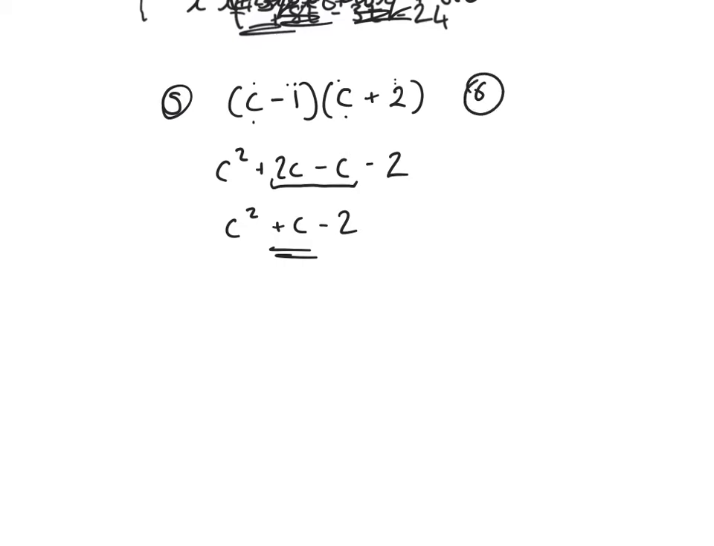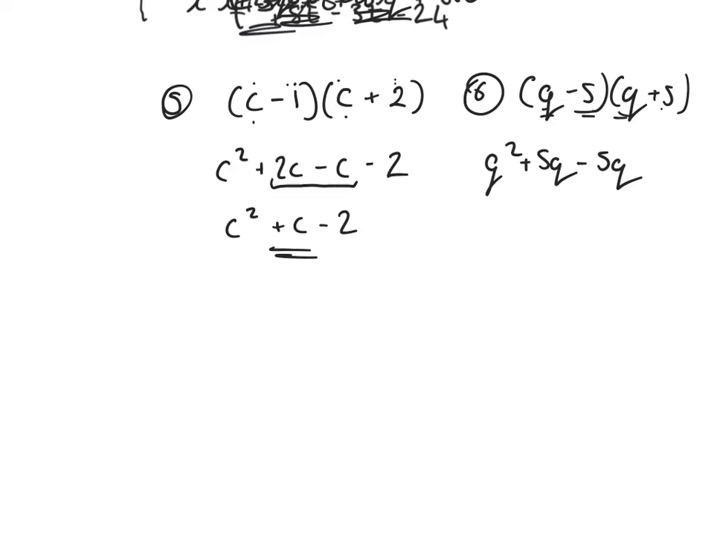Example 6. Let's go for (q - 5)(q + 5). Okay, first, q times q is q squared. Outsides, q times 5 is 5q. Insides, minus 5 times q is minus 5q. And last, 5 times 5 is 25, so minus 5 times 5 is minus 25.